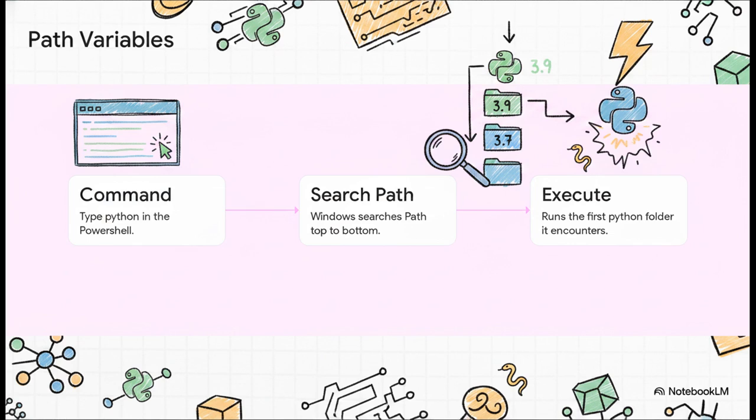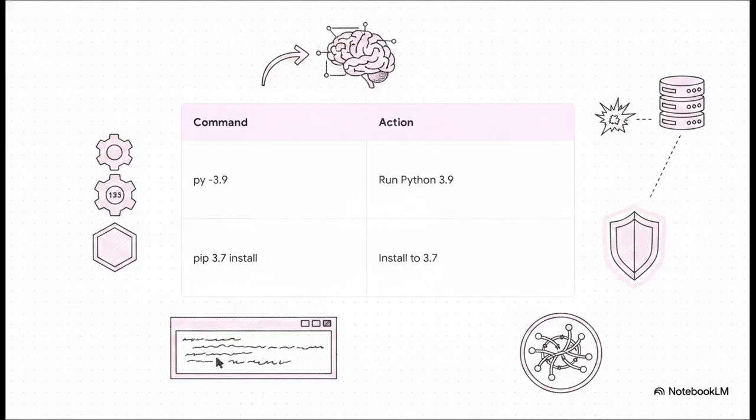When you type Python into the command line, Windows basically blindly searches its system settings from top to bottom. It's just going to execute the very first Python folder it encounters. If the old version is at the top of that list, well, that's what runs. Understanding this hierarchy means you finally stop letting your computer dictate terms to you. By using some very specific commands in PowerShell, we can dictate exactly which version runs.